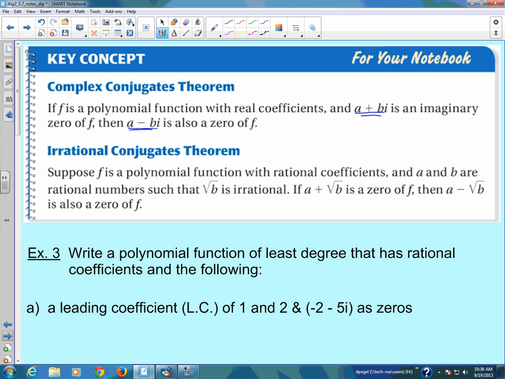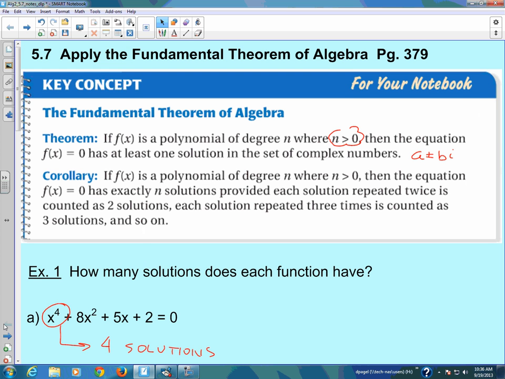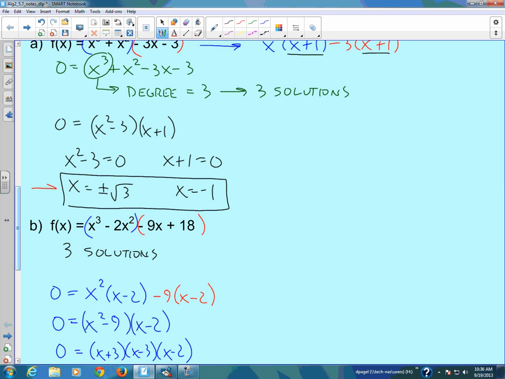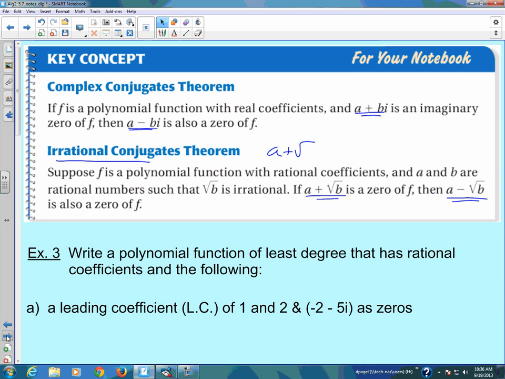And the same goes with the irrational conjugates. Now, the irrational conjugates are dealing with things like a plus a square root or a minus a square root. And they also have the evil twin. We have a plus square root of b, we have a minus square root of b. We actually saw that example back here when we found this. You can see the conjugate of the irrationals right there, plus or minus a square root number. So they always work in pairs. So if you see one, you know you're going to have the other one.